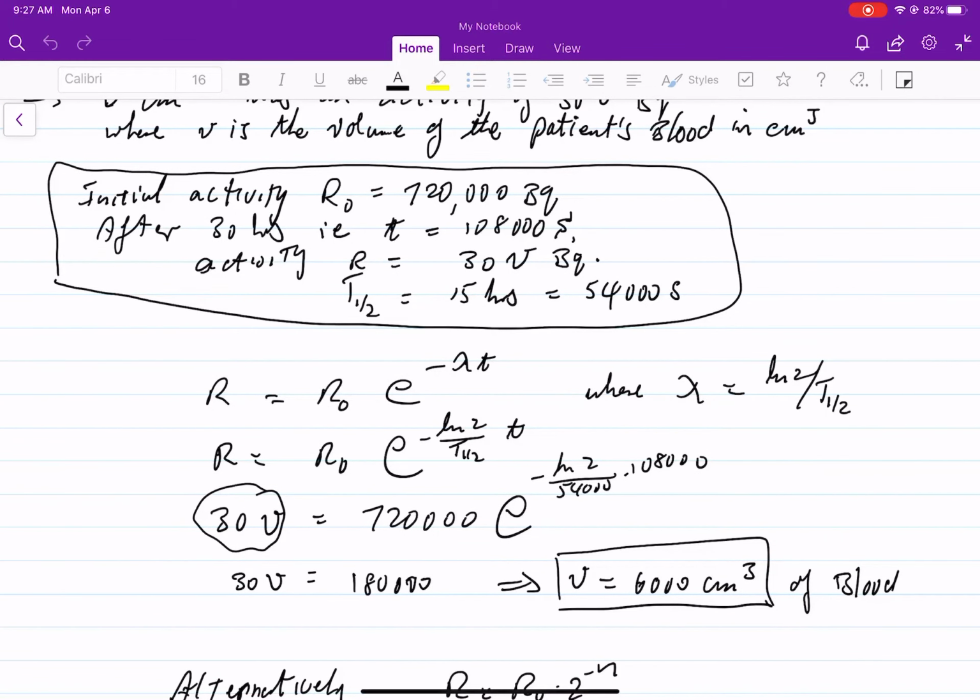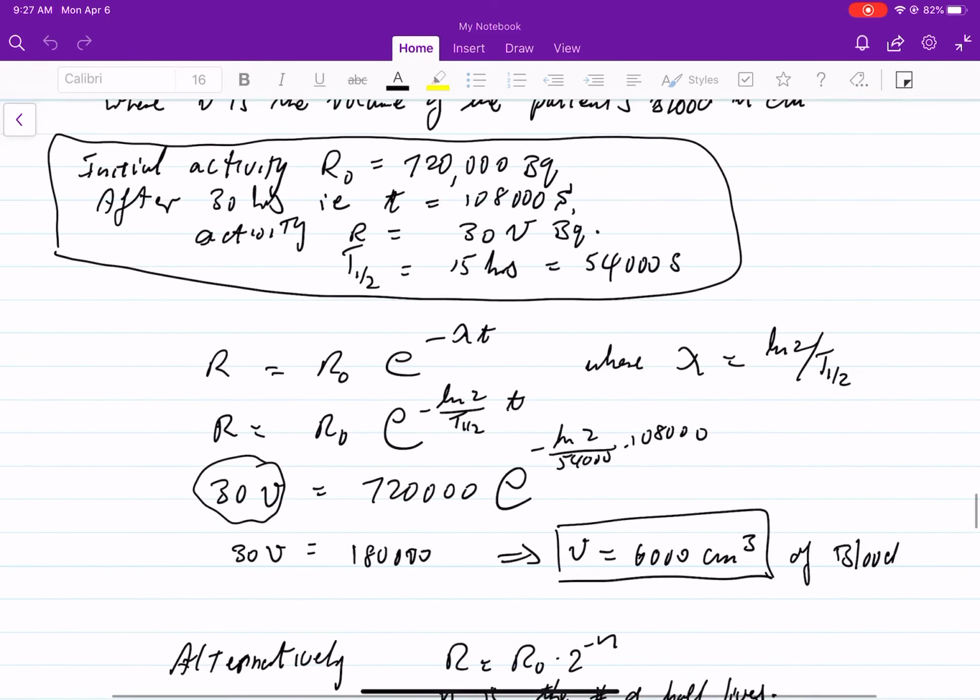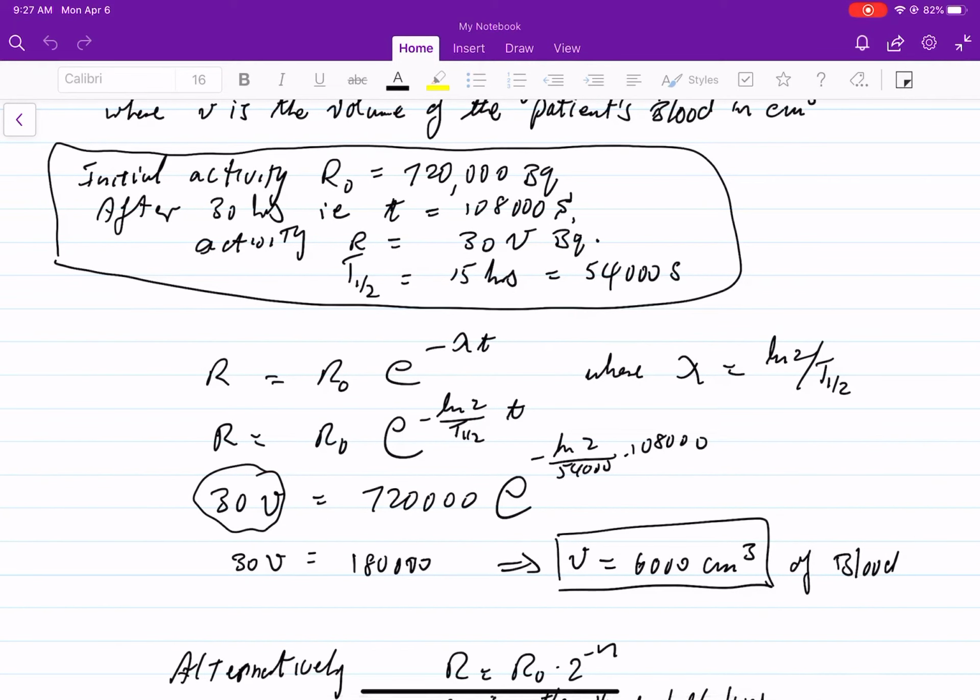Yeah, so R is equal to, where was I? If I plug in, I'm plugging in 30V becquerels for the rate of decay after 30 hours. I'm plugging in 720,000 becquerels for the initial rate of decay.